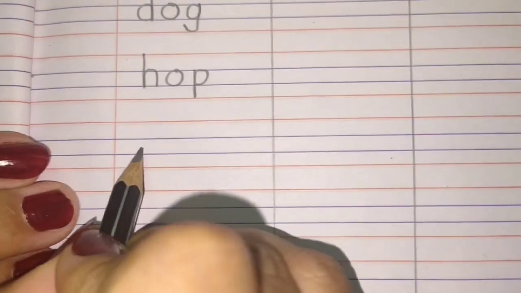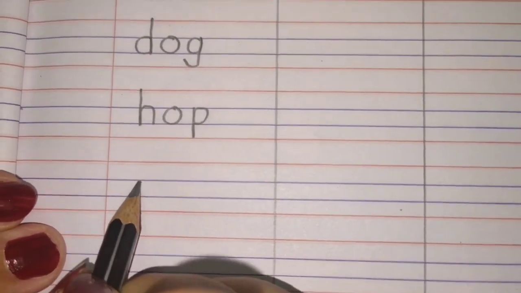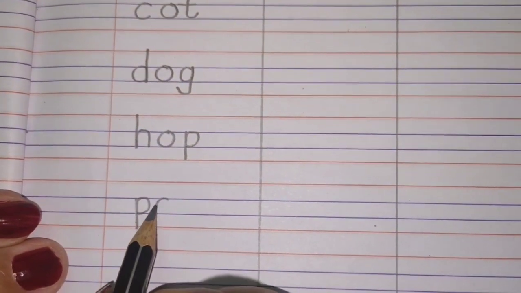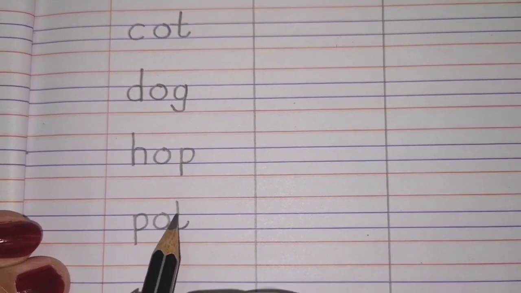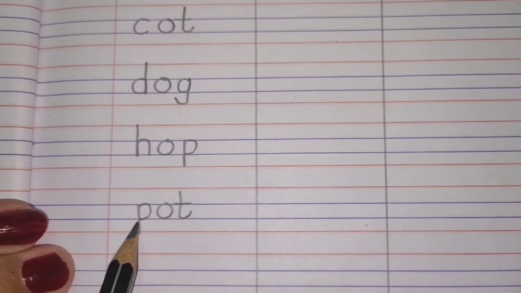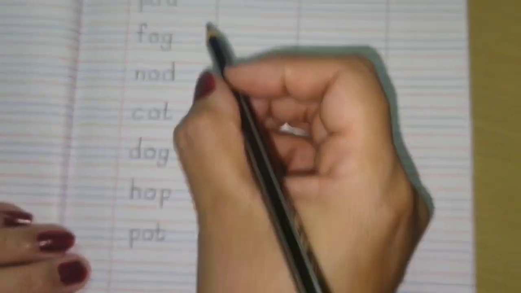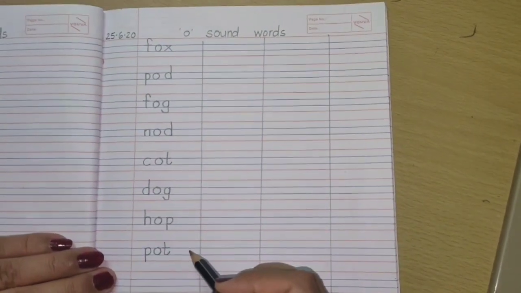Next word, P or T, pot. Blue line to second red line, make a standing line, go back up and make a reverse C. Blue line to blue line, O. A little bit below the red line, you make a standing line to the second blue line and make a curve and a cross. P-O-T, pot. It is a container to store water and other things. So children, these are our 8 O sound words.